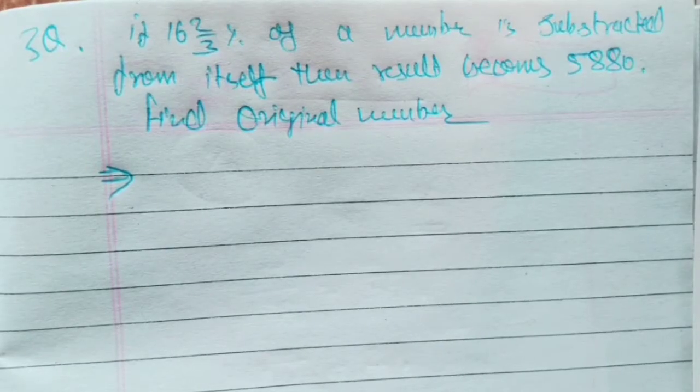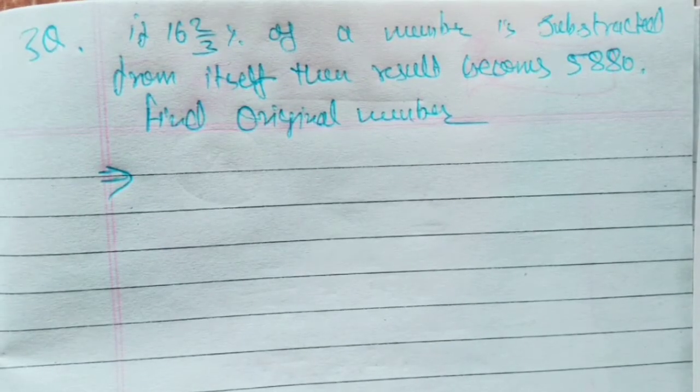Now this is the third question. In this question it is given that if 16 combination 2 by 3% of a number is subtracted from itself, then the result becomes 5880. Find the original number.